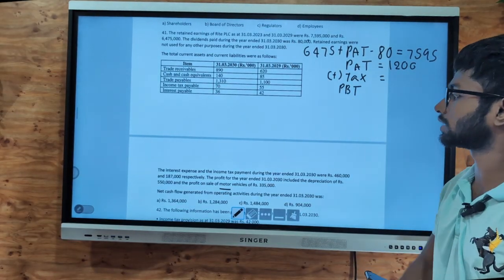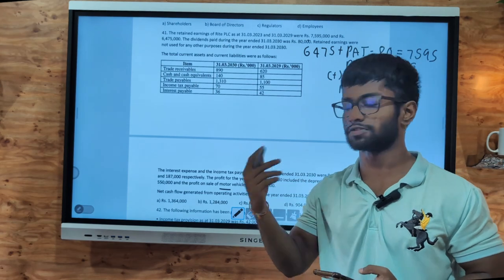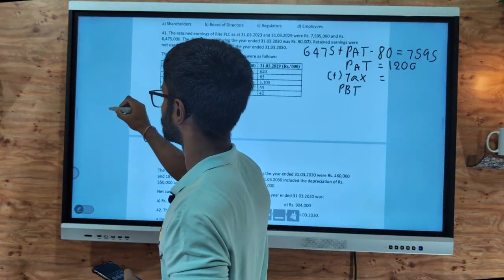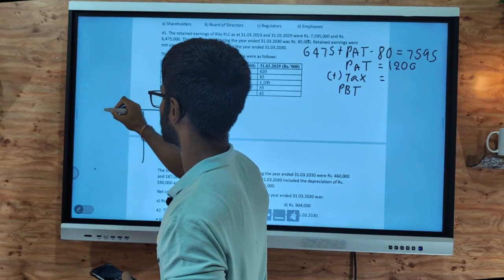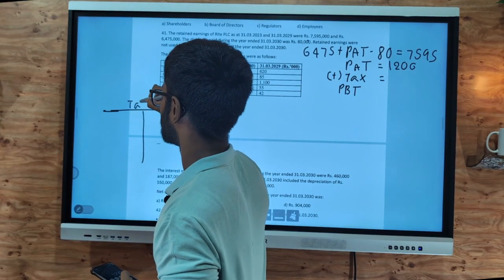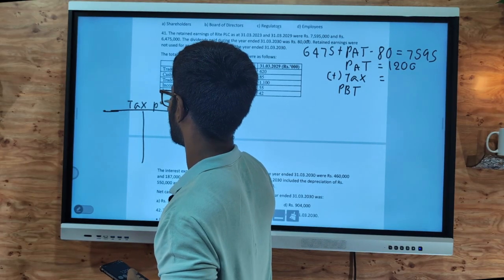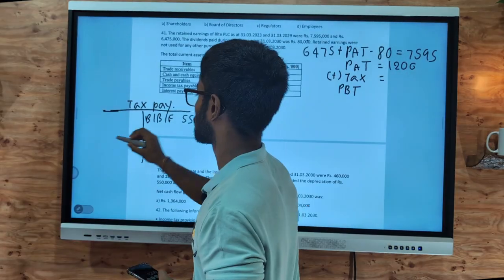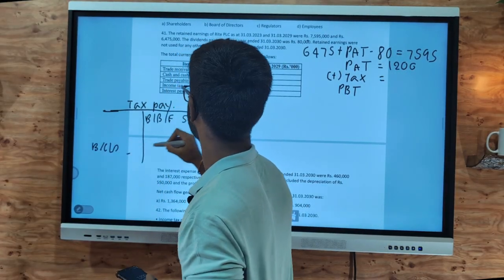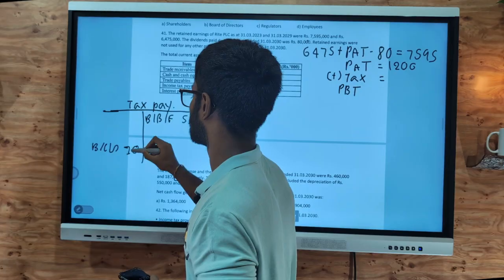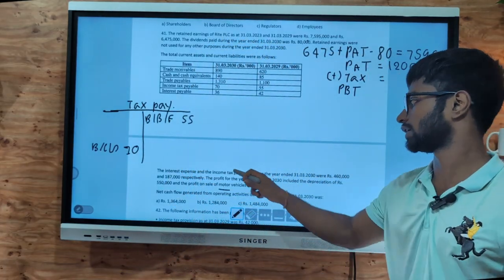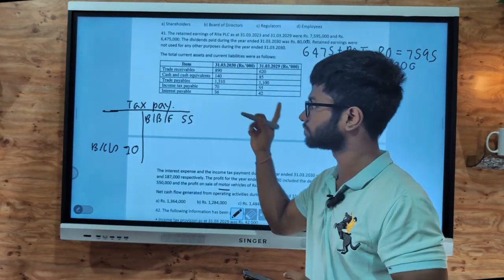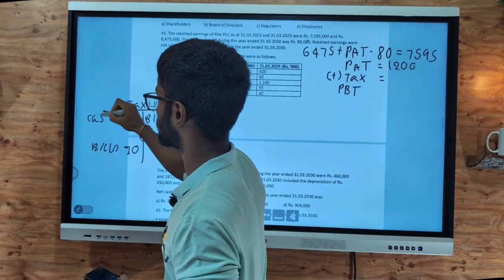So then to this we have to add back the tax to get profit before tax. Now you have to calculate how much is the tax expense for the year. So here what you can do is, if you want, you can make a T account, tax payable account. Opening we have 55, closing we have 70. And remember they said the interest and tax payments. Tax payment is cash credit, tax payable debit. Liability goes down.